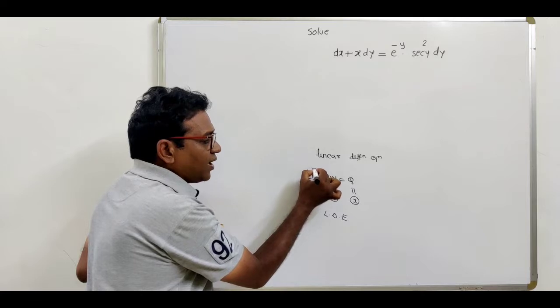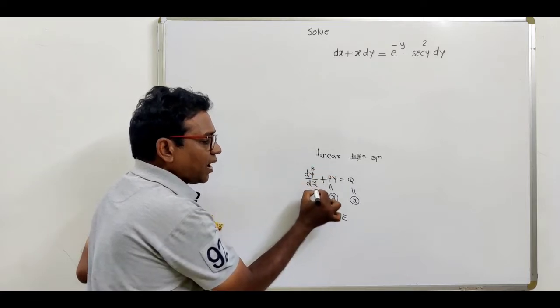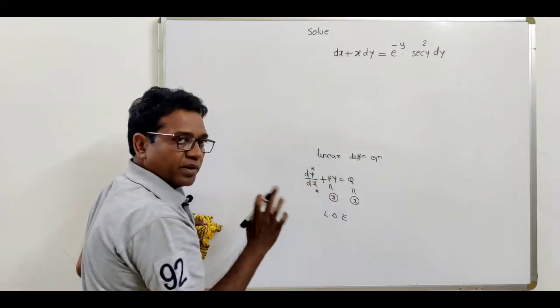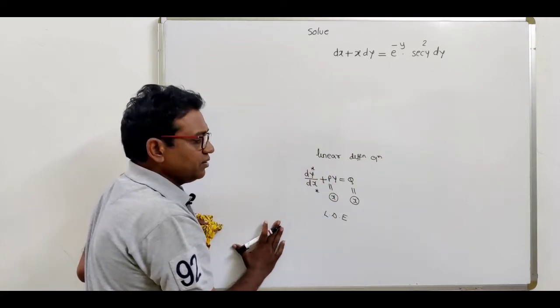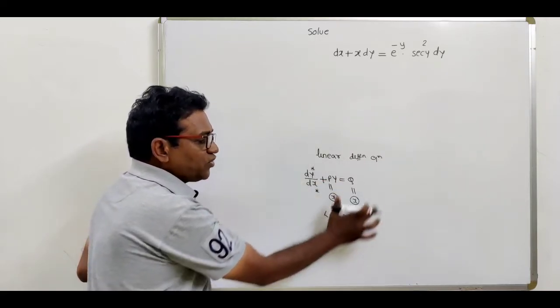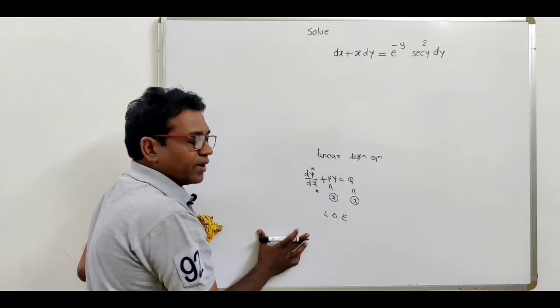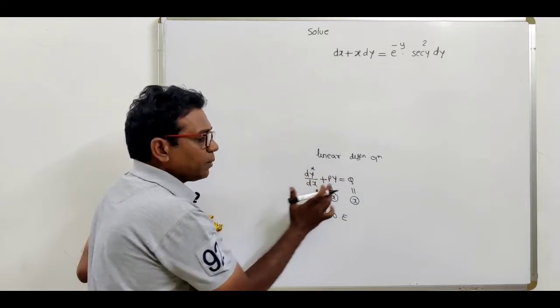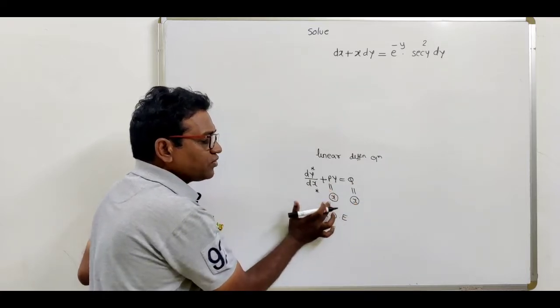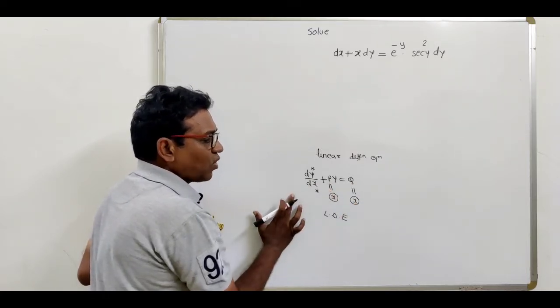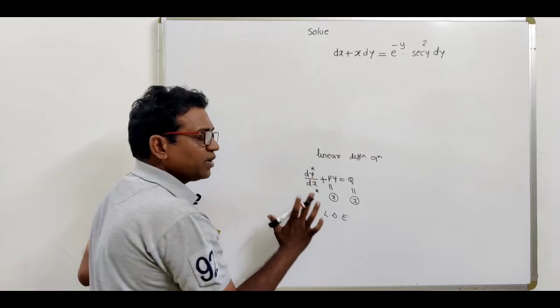Suppose if we take y as a dependent variable and x as an independent variable, then what is the definition of linear differential equation? A differential equation of the form dy by dx plus py is equal to q, where p and q are functions of x alone. This is called a linear differential equation.